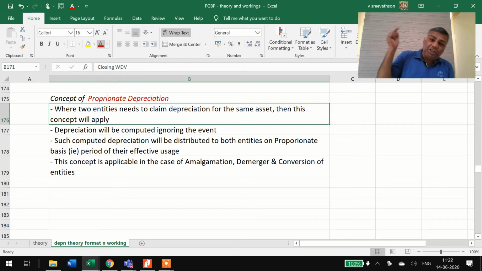Even now I am saying, for computing depreciation, the proportionate depreciation concept is not working. More than 180 days, less than 180 days, you will compute the depreciation. Such computed depreciation will be distributed only on a proportionate basis. So the computation format will never change under income tax law. Only the computed depreciation is distributed among both entities on a proportionate basis, that is, the period of usage.